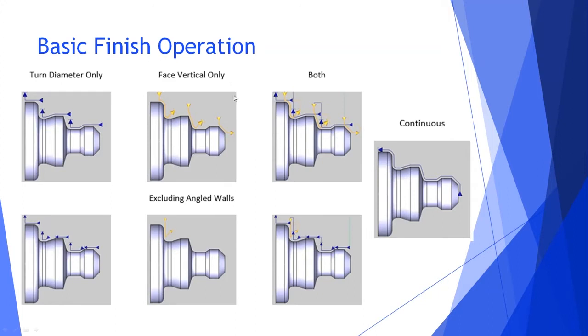You have your basic finishing operation, where you can turn diameter only, face vertical wall only, or both, continuous on your facing. You have that ability to control exactly what the finishing pass is cutting.